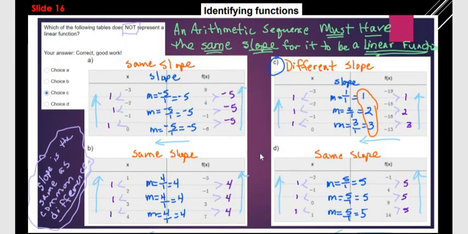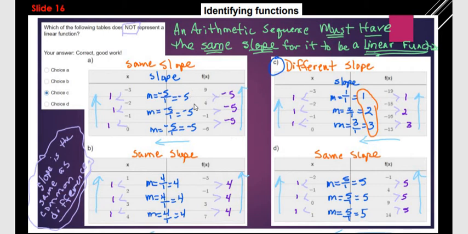Now, look at slide 16. Which of the following tables does not represent a linear function? Just like before, we're going to start at the bottom and go backwards. Negative 6 minus a negative 1 gives you negative 5. Negative 1 minus 4 gives you negative 5. 4 minus 9 gives you negative 5. Over here, 0 minus a negative 1 is 1. Negative 1 minus negative 2 is 1. Negative 2 minus a negative 3 is 1.